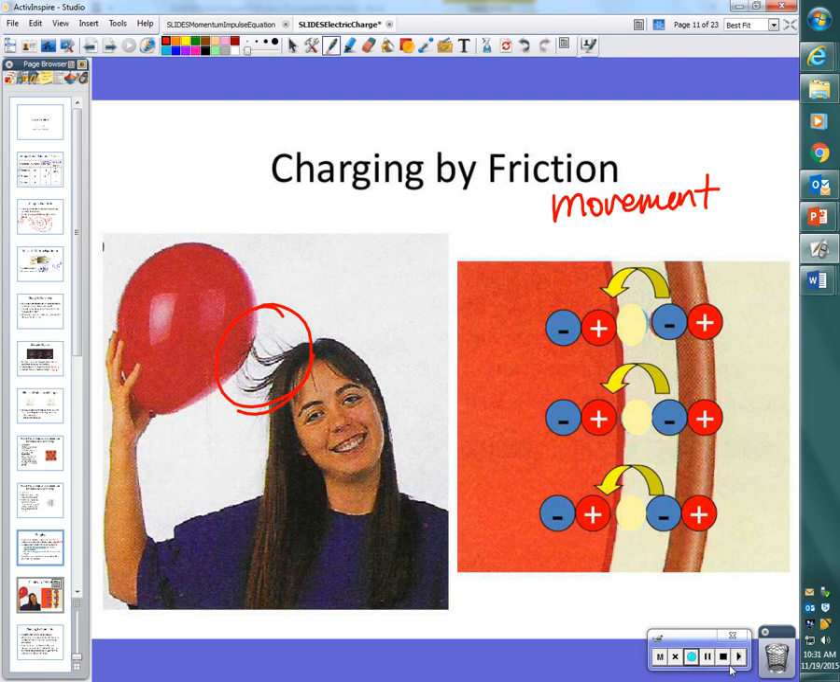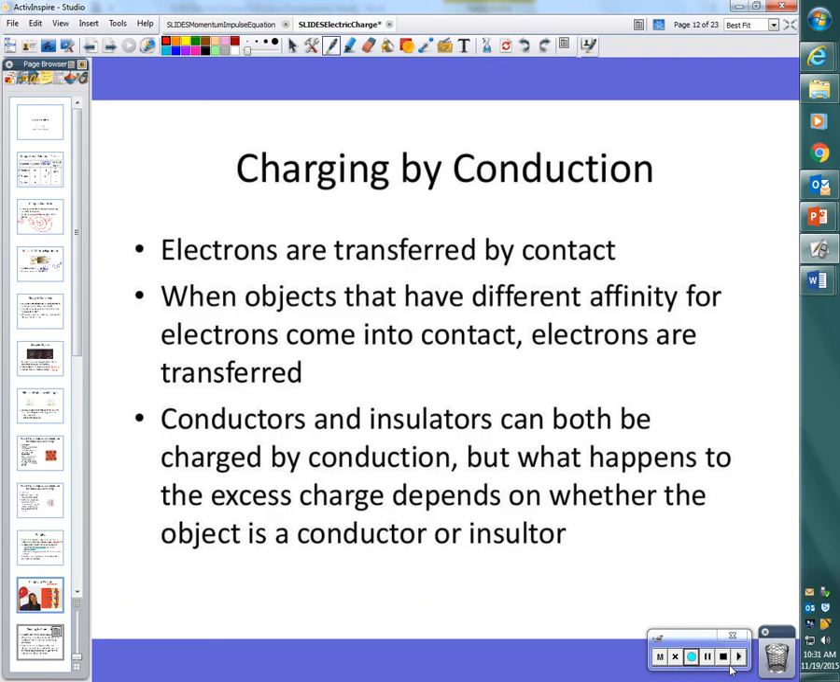So, charging by friction. Friction requires movement. The second type of charging we talk about is charging by conduction, and conduction requires contact. So we charge by contact. There is direct contact between an object and another object, and electrons will flow from one to the other. That's just on the front page. So it's conduction down at the bottom.